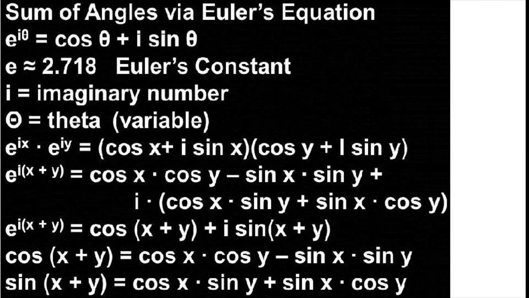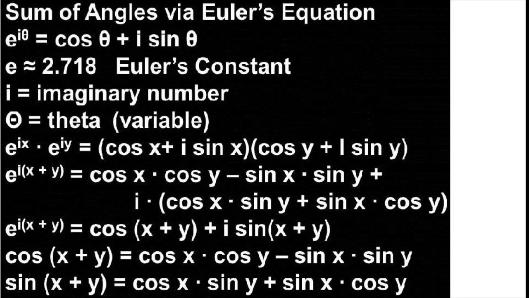So the two parts that are real are the parts that don't have i involved. In the bottom equation, that was cosine of x plus y. That's got to be equal to, in the equation above, cosine of x times cosine of y minus sine of x times sine of y. That is the sum of angles formula for cosine and is listed as the second to last line on our page.